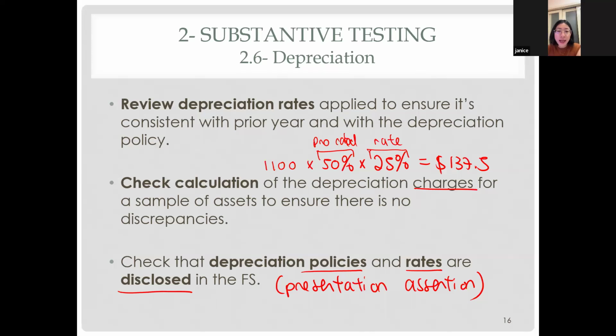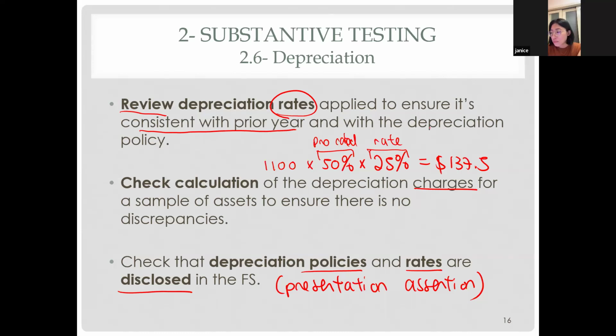And a last thing is we need to review the depreciation rate. So I think we mentioned that as well. Normally, we need to be consistent with prior year. So if last year was depreciated for 4 years, this year should also be depreciated for 4 years, unless there's very special justification.